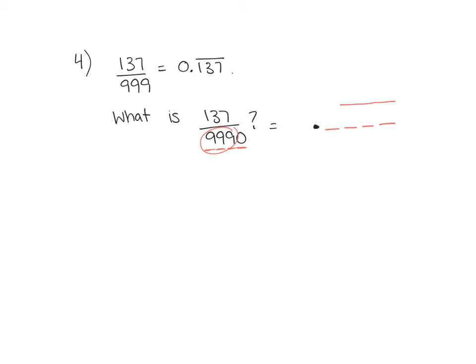Then I'm going to fill this in. So I go from the end, 731, and then to give the placeholder, I put in a 0. So this would become 0.0137 with the 137 repeating.